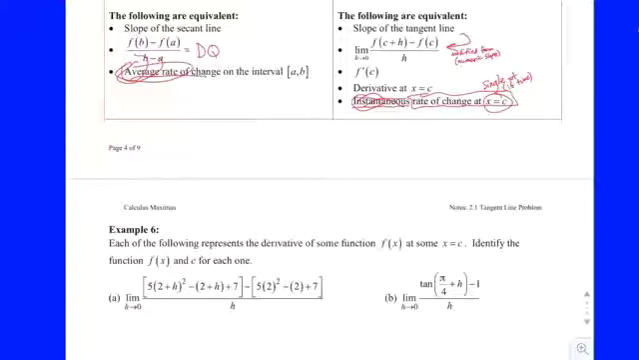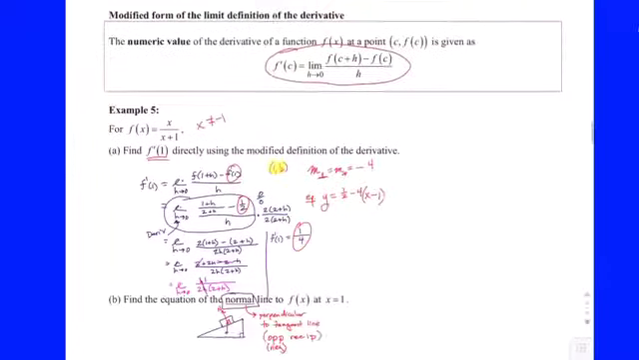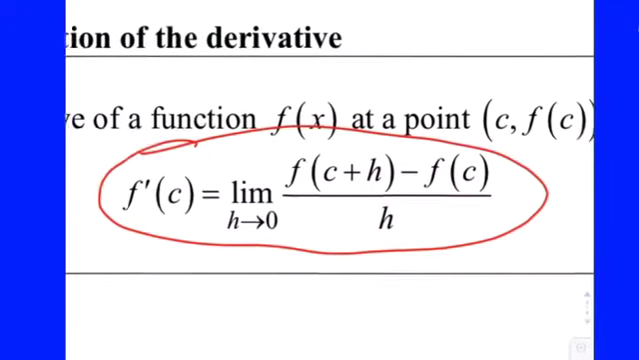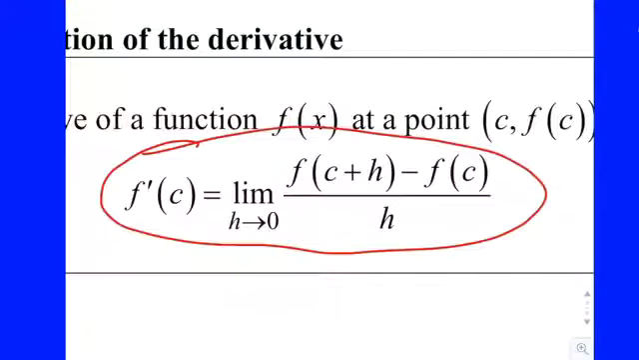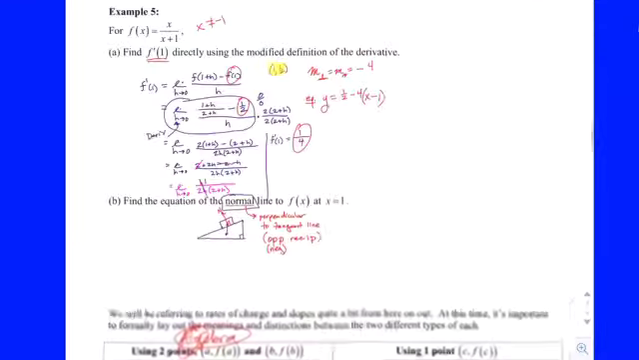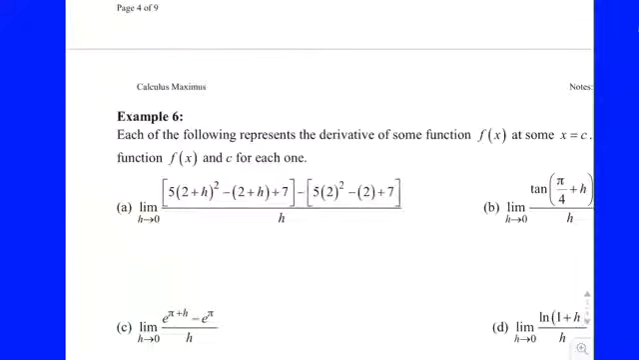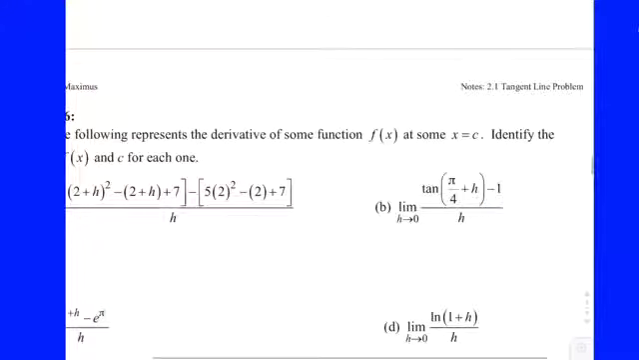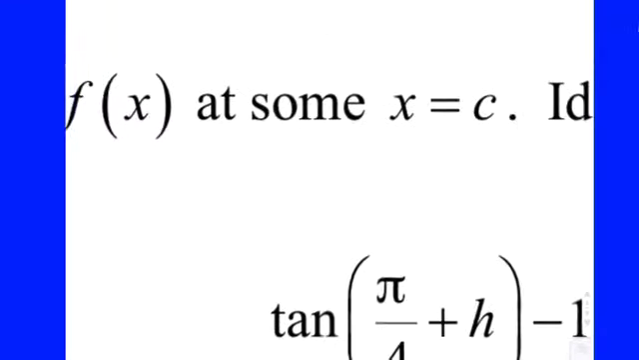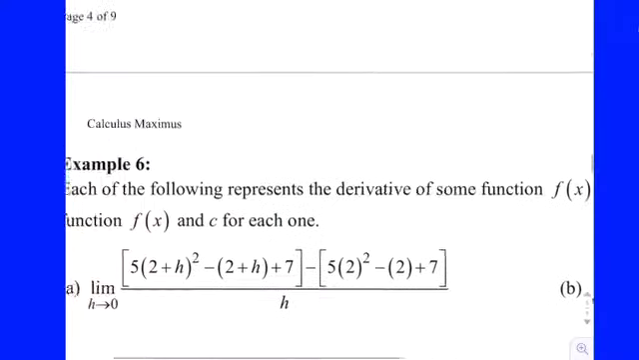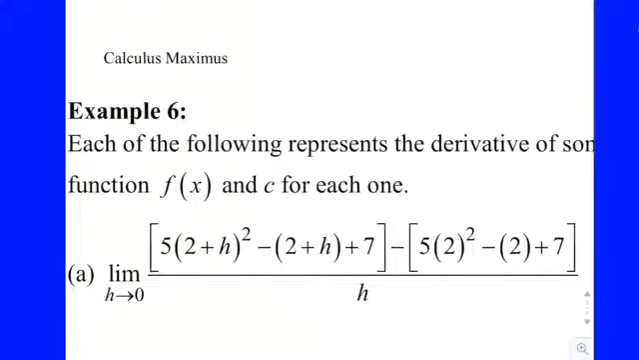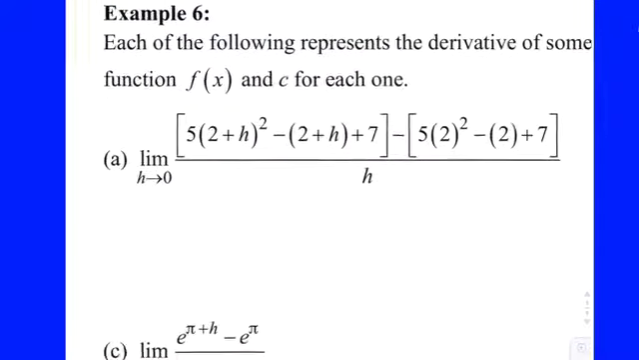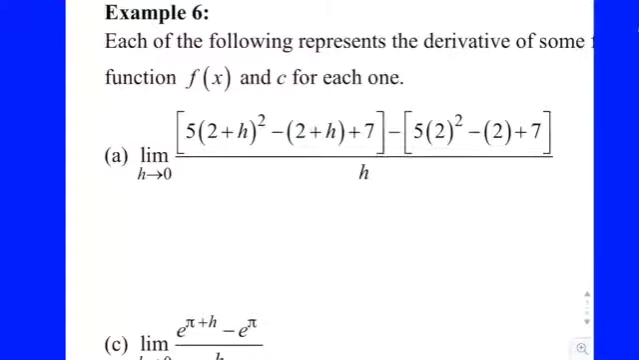All right, how much time do we have left? 6 minutes. Okay, good. So remember I told you that down the line, you're probably not going to have to set this up and evaluate it, but rather you're going to have to recognize it and deconstruct it. That's what the next example is. Each of the following represents the derivative of some function f of x at some particular x value. Identify the function whose derivative this represents and the x value that it's the derivative at for each one.